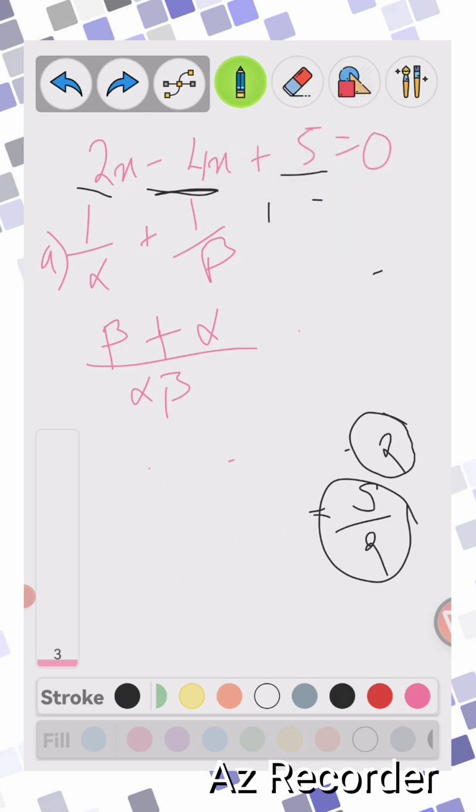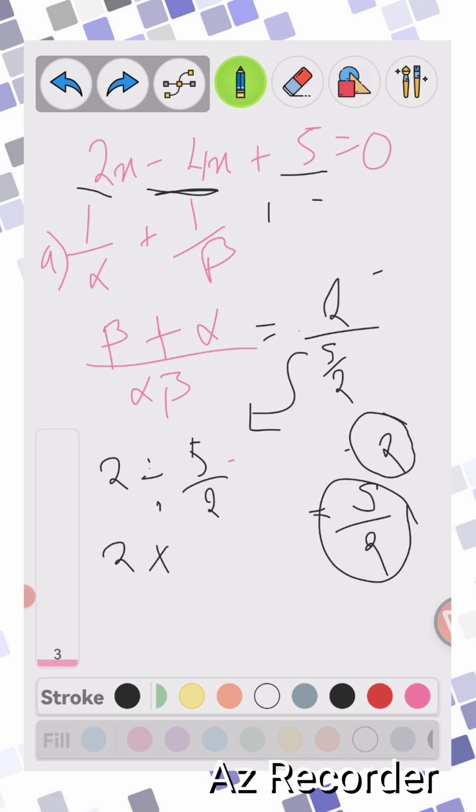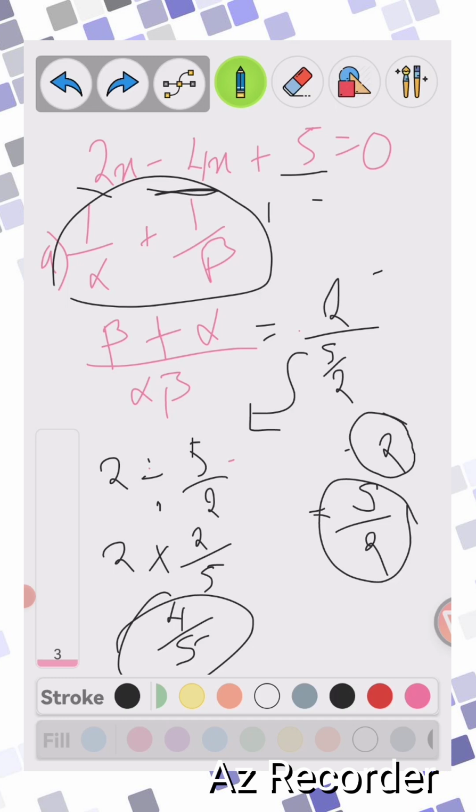And then I continue on with this expression. On top I have beta plus alpha, which is the same as alpha plus beta, and my answer gave me a 2. So I'm going to put my 2 on top. Down there I found 5 over 2. So I can continue by saying 2 divided by 5 over 2. So this is going to be 2 multiplied by 2 over 5, which is 4 over 5. So this is my value of this. That's how I express it.